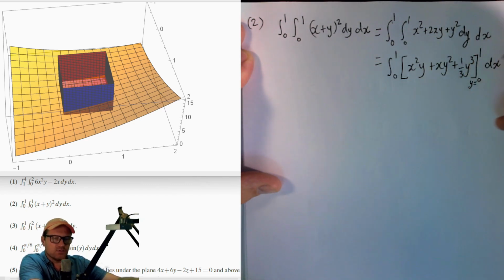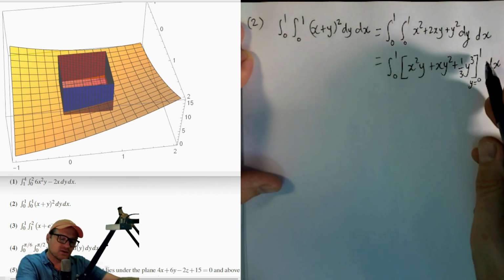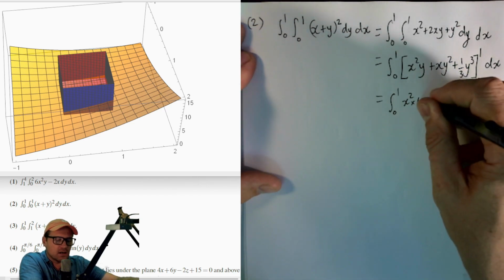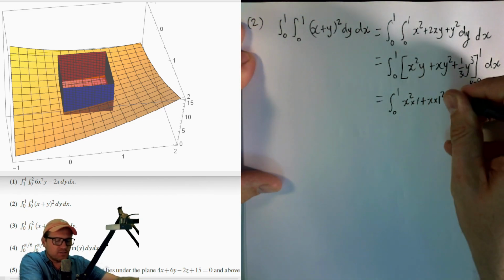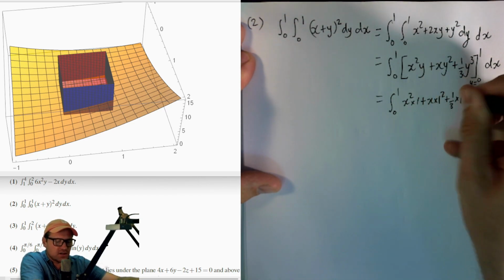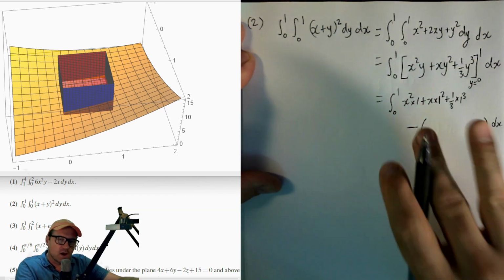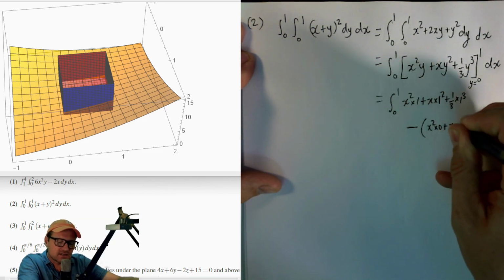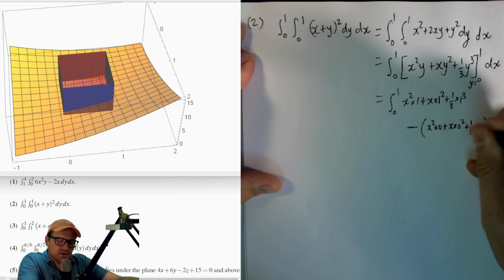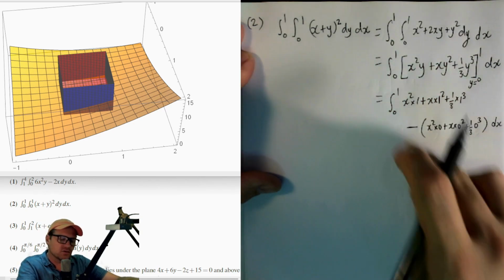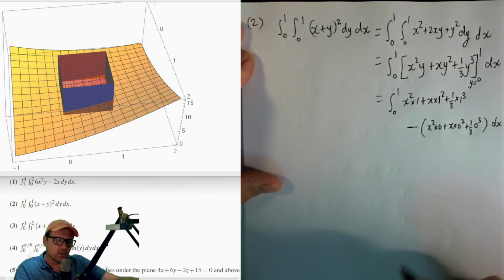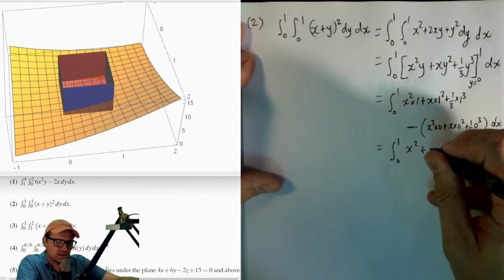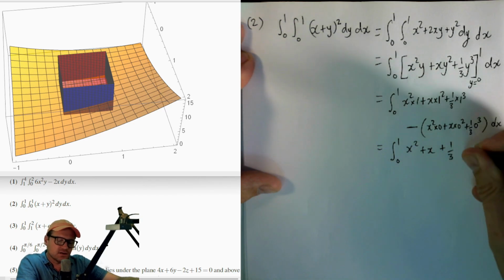And then we integrate the result with respect to x. Okay, so let's substitute in y equals 1. We have x squared times 1 plus x times 1 squared plus 1/3 times 1 cubed. And we subtract when we put in 0 here. So we have x squared times 0 plus x times 0 squared plus 1/3 0 cubed. Now, of course, this is just 0 because we have 0 everywhere there. And so we have the integral from 0 to 1 of x squared plus x plus 1/3 with respect to x.